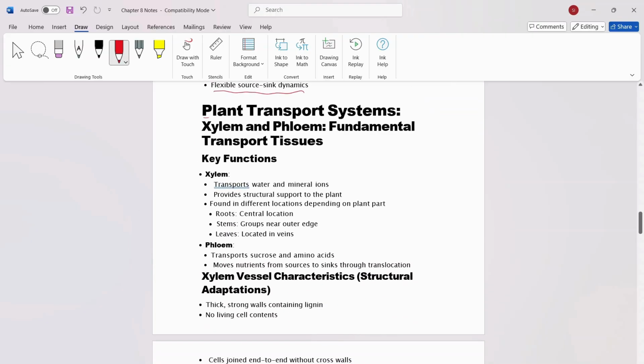Now let's talk about plant transport systems, xylem and phloem, the fundamental transport tissues. Key functions: xylem transports water and mineral ions and provides structural support to the plant. It is found in different locations depending on the plant part. In roots, it is in the central location, in stems in groups near the outer edge, and in leaves it is located in veins. Phloem transports sucrose and amino acids, moving nutrients from sources to sinks through translocation.